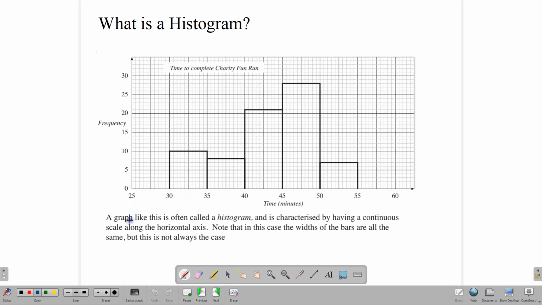A histogram is used to represent grouped data, and so because it represents grouped data, the groups may be equal, as in this particular histogram, and in some cases they may not be equal.